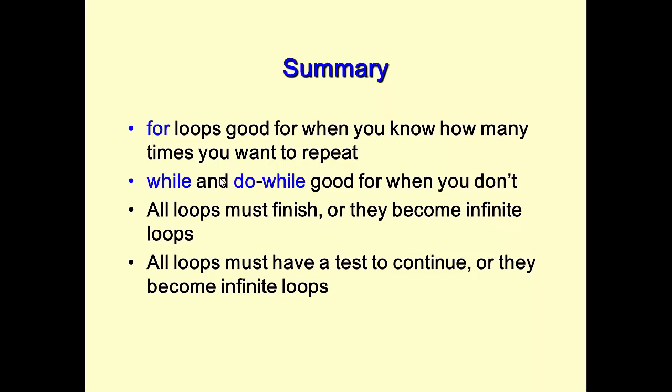So in summary, for loops are good when you know exactly how many times you want to repeat something. For example, 10 times or 100 times or 1,000 times. While and do while loops are good for when you don't know how many times that something needs to repeat. But no matter what, there's always criteria that you have to satisfy. So all loops have to terminate or they become infinite loops. And then all loops have to have some kind of test to continue or they become infinite loops. So hopefully you understand a little bit more about the 3 different kinds of loops that we have in Java.